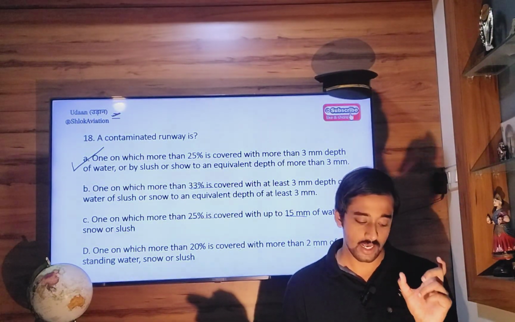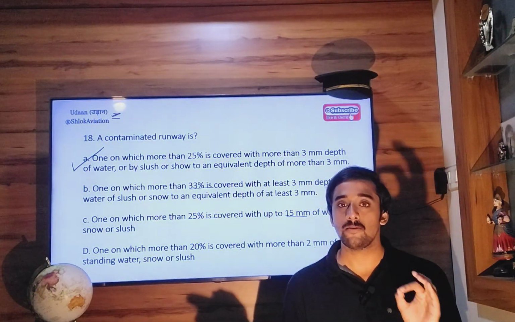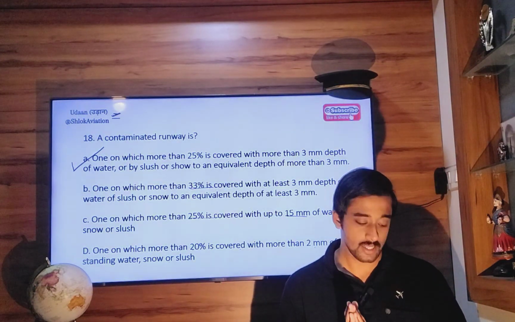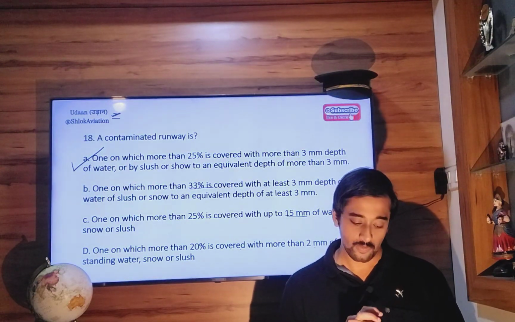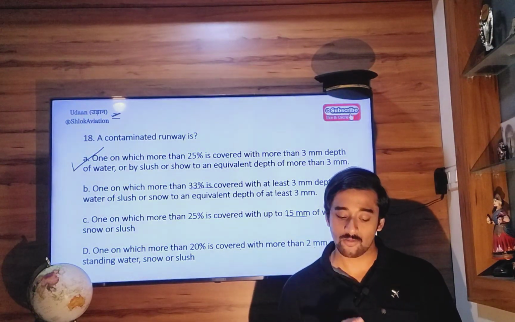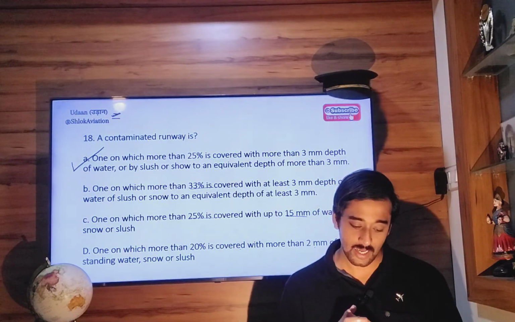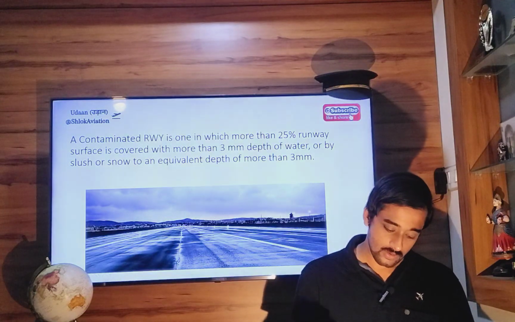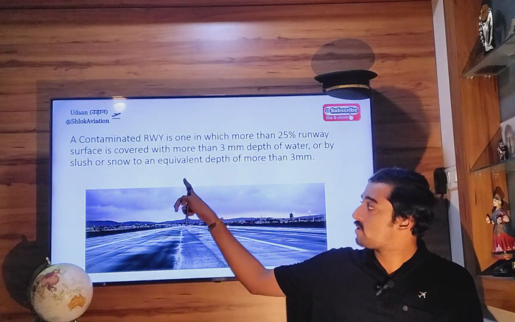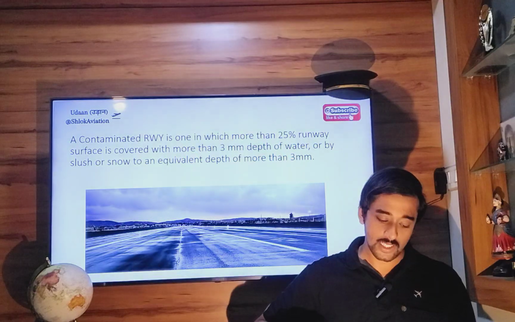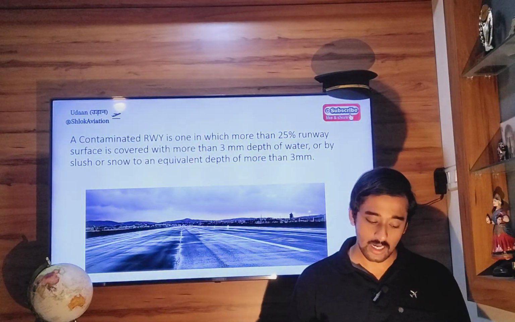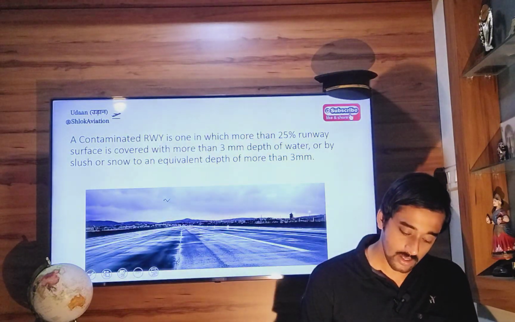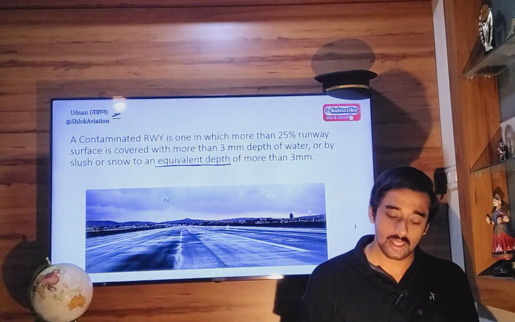A contaminated runway is a runway on which more than 25% of surface is covered with water which is more than 3 millimeter in depth or by slush or snow which has an equivalent depth of more than 3 millimeter. Okay, equivalent depth of more than 3 millimeter. So remember the term equivalent depth of more than 3 millimeter.